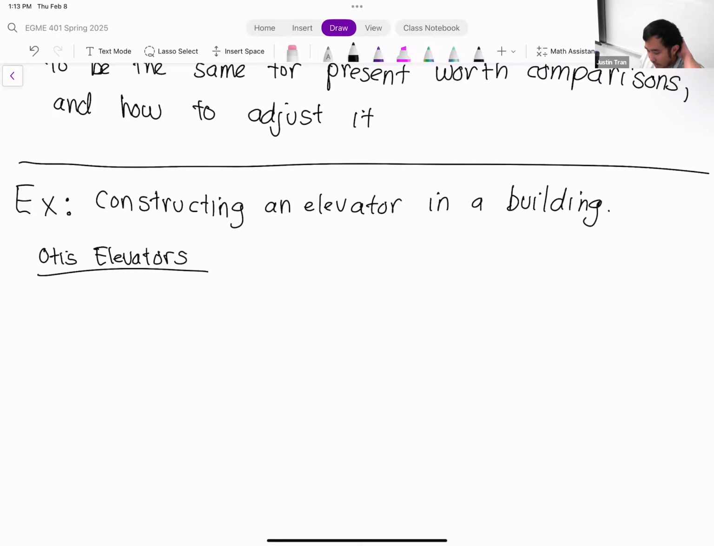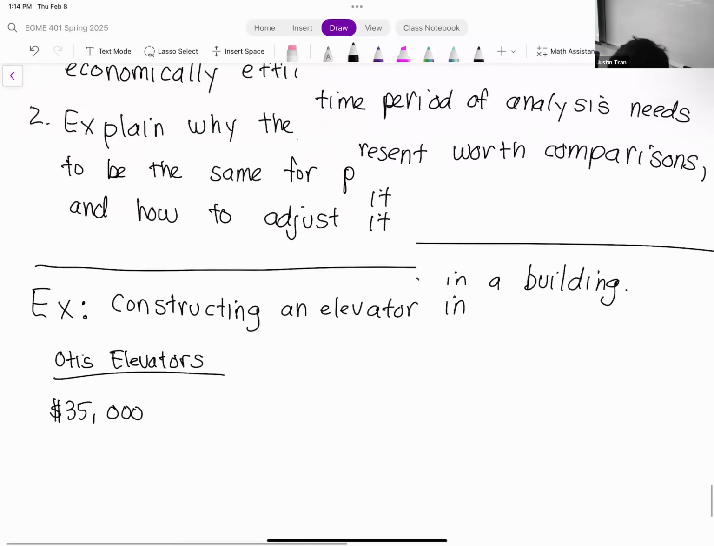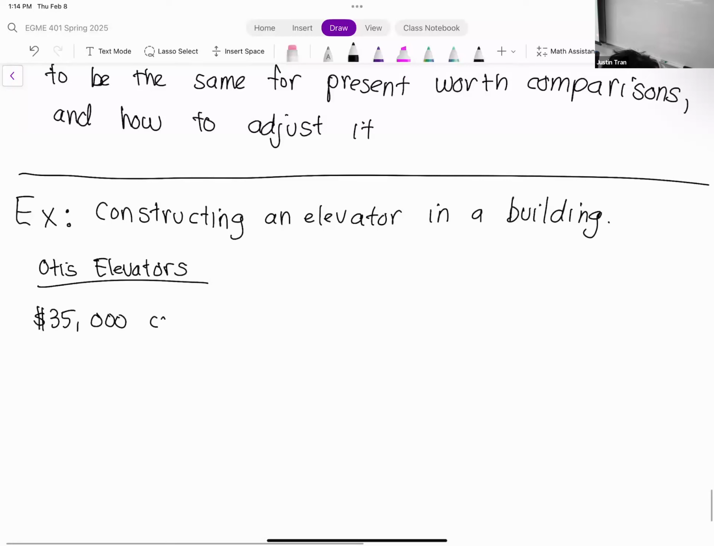They gave you a quote for an elevator that's going to cost $35,000 up front. You do have to maintain it. So this elevator is going to cost $5,000 a year to maintain.